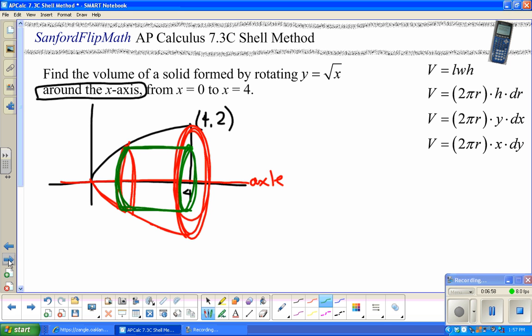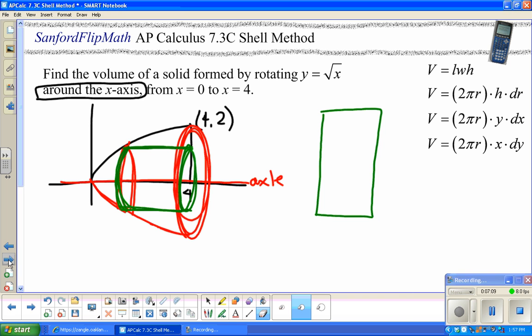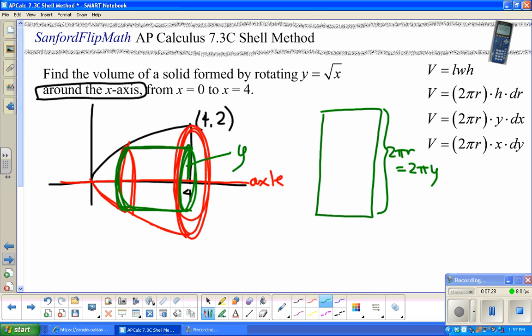And again, if I take this and I roll it out, this one shell, imagine it like that Campbell soup label that I was talking about a second ago, or Progresso, if you like that better, it doesn't matter. So this radius is actually the y value. So this distance is going to be 2 pi r, the radius, so 2 pi y.